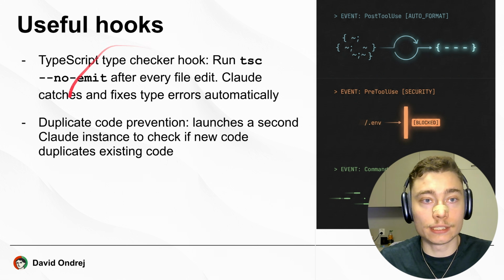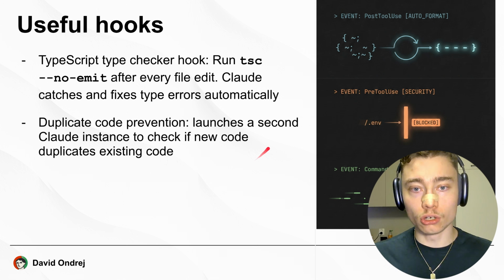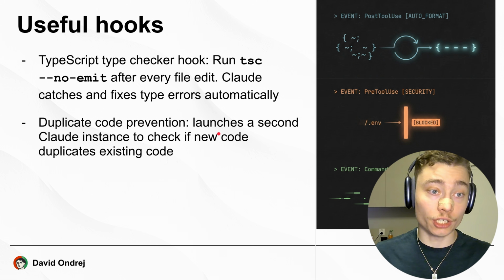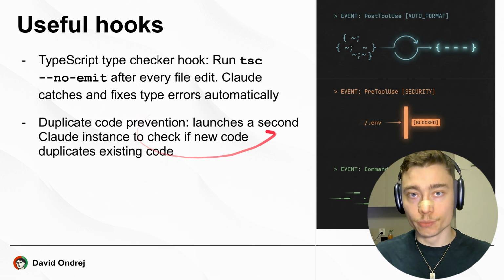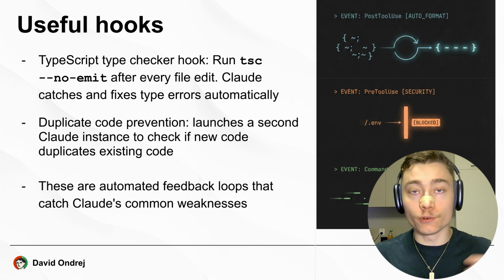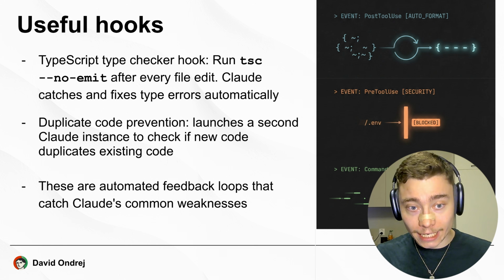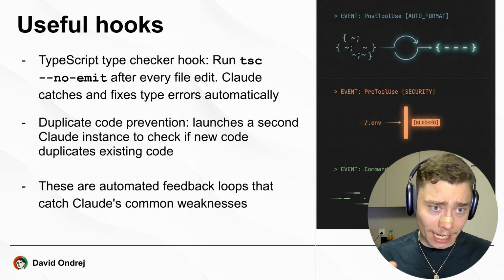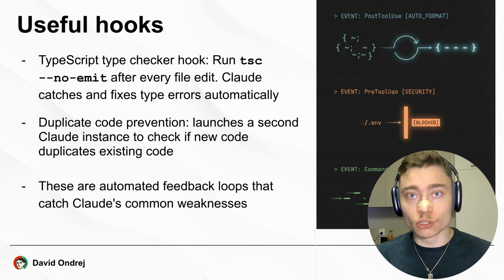Another useful hook is duplicate code prevention. This can launch a second Claude Code instance to check if the new code already exists somewhere in the codebase, and if so, prevent duplication. And these are just two examples of automated hooks that would catch some common mistakes that Claude tends to do. But honestly, as AI models keep getting better, there's less and less of these mistakes.